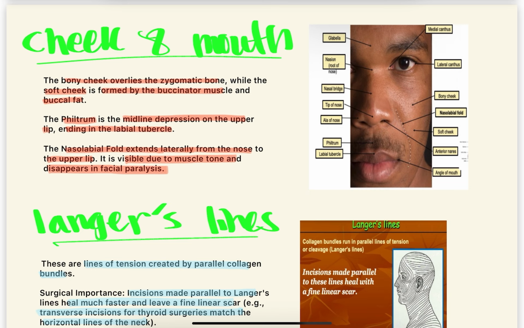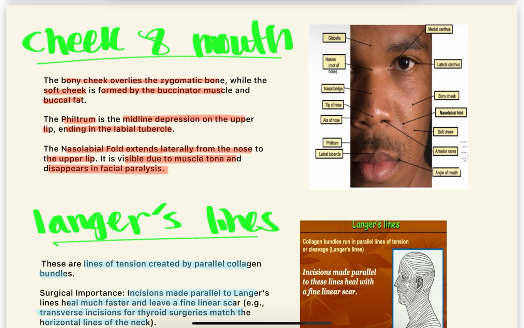Then here I have this depression in the middle. It's called a midline depression or called the philtrum. So it's found on the upper lip, and it's ending in the labial tubercle. So it ends here in the labial tubercle, which you can see as like the midline of the upper lip. So this is the upper lip. In the middle, I have the labial tubercle. And then on top of it, I have this depression called the philtrum.